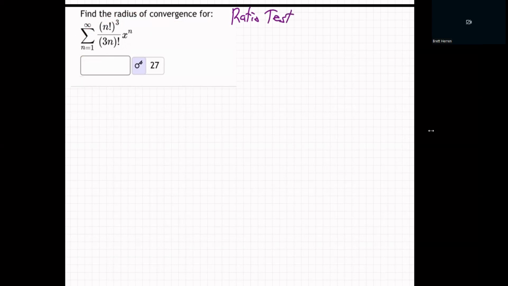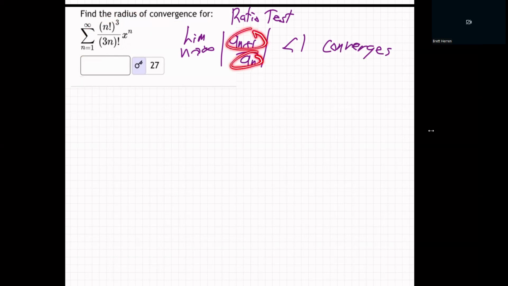So the ratio test says that the limit as n goes to infinity of the absolute value of a sub n plus 1 over a sub n, when it's less than 1, the series converges, right? You can add them up forever and it's still a finite sum, as long as the ratio of the next term over the previous term is less than 1, meaning the next term is lower than the previous term. Terms are getting lower, they'll add up to something finite. Series will converge when that ratio is less than 1. Okay, so that's the game plan.